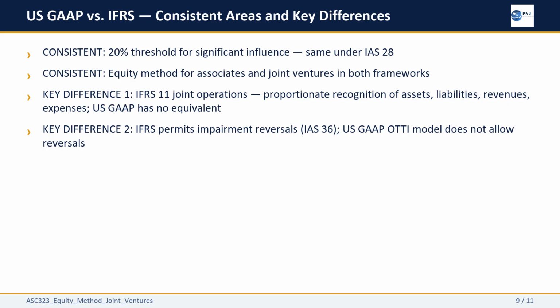Now the key differences. International Financial Reporting Standard 11 creates a category called joint operations, which does not exist under United States generally accepted accounting principles. And the impairment models diverge significantly. United States generally accepted accounting principles uses a single-step write-down that is not reversible, while International Accounting Standard 36 allows impairment reversals when conditions improve.